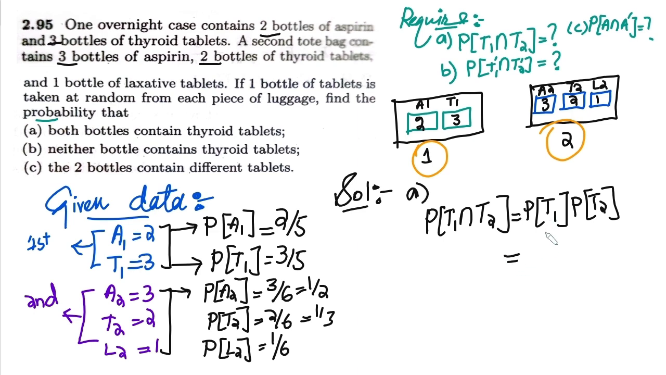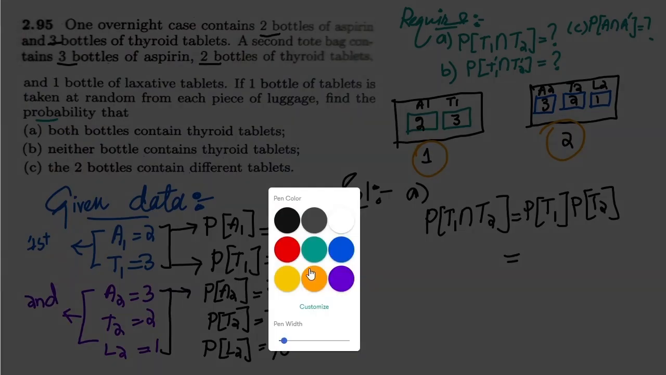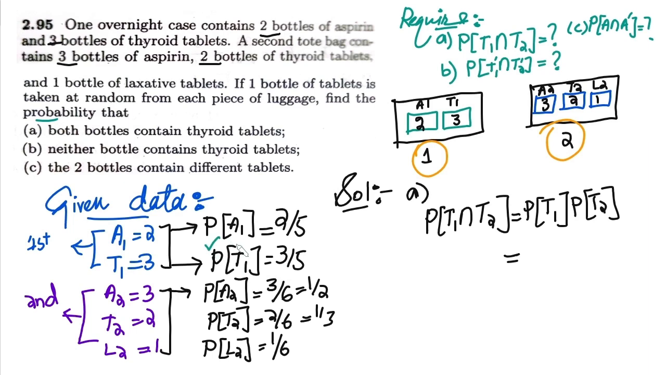Now let me put in their values. So the probability of T1 is already given, it is here, and the probability of T2 is also given here. So let me write their values, and it would be 3 by 5 multiplied by 1 by 3. These two will cancel out, and ultimately I will get here 1 by 5, which is the answer of part A. Okay, so this is the required answer for part A.